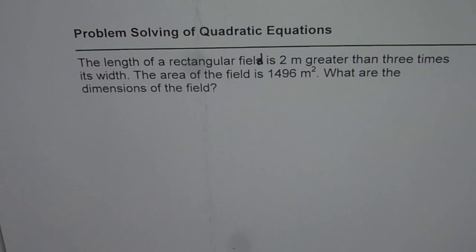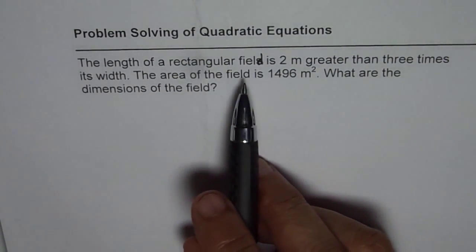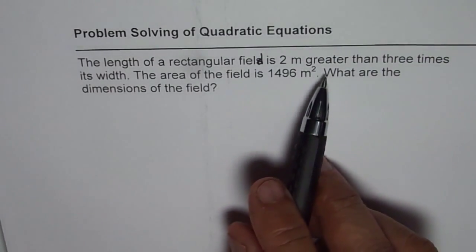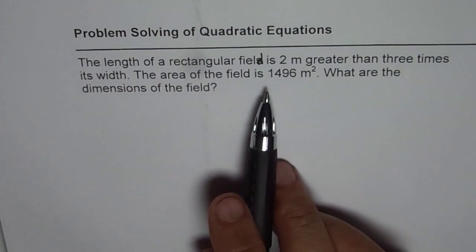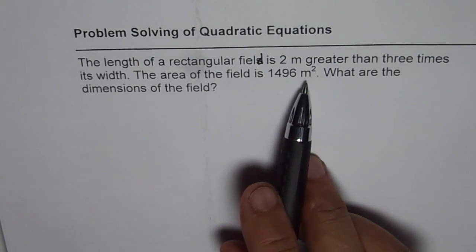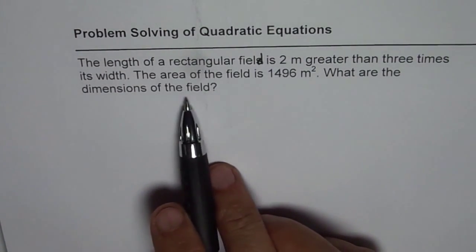Here are a few questions from your book. These are the application word problems where quadratic equations will be involved to solve. The question here is, the length of the rectangular field is 2 meters greater than 3 times its width. The area of the field is 1496 meters square. What are the dimensions of the field?